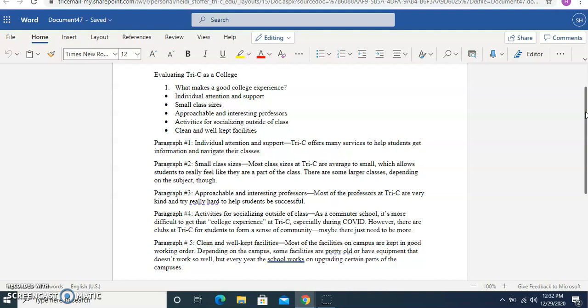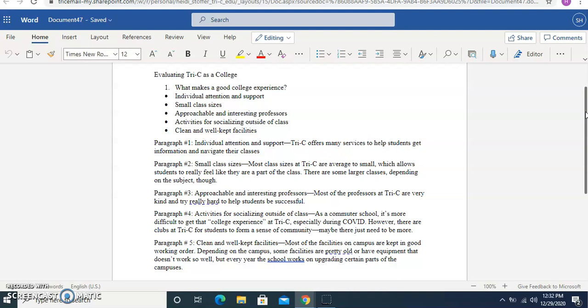So, whereas I think Tri-C is strong in most of these areas, maybe one of its weaker areas would be this idea of outside of class social activities, right? So I talk about maybe that needs to be improved. So again, in an evaluation essay, you're supposed to talk about both strengths and weaknesses. Probably what you're going to be evaluating is not entirely good or entirely bad. So try to be fair about that assessment.